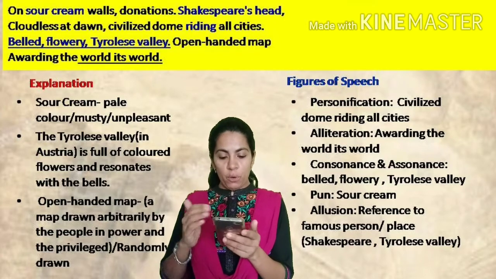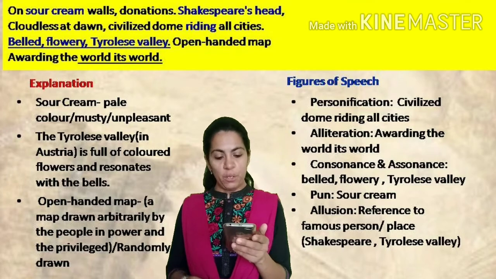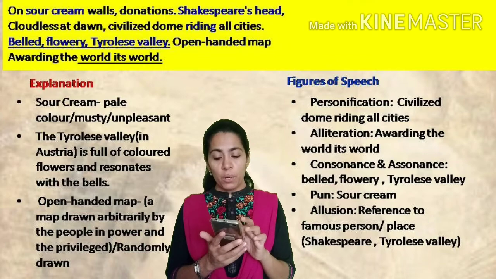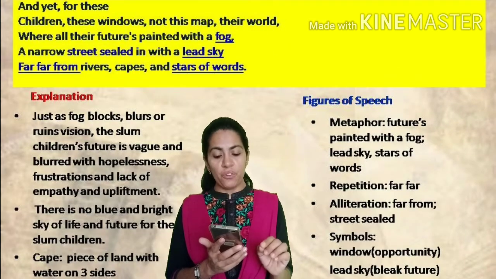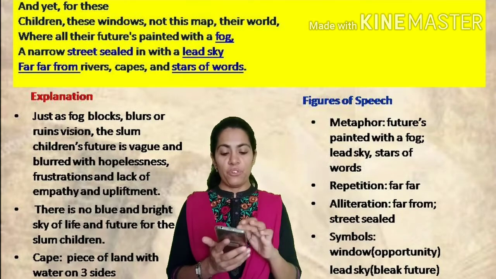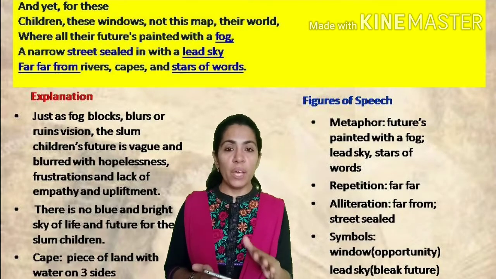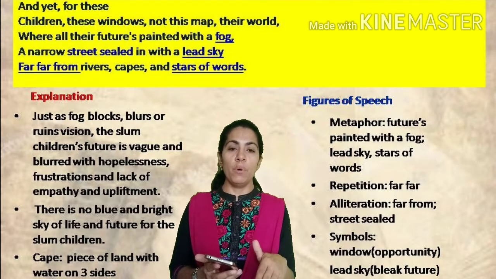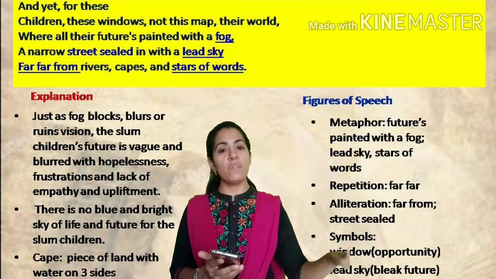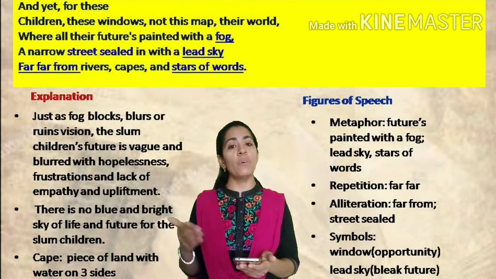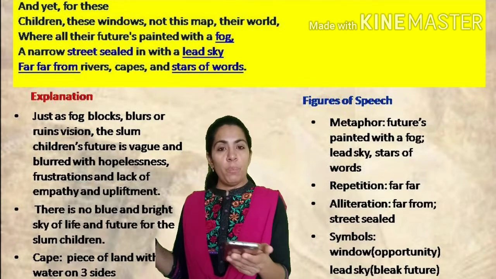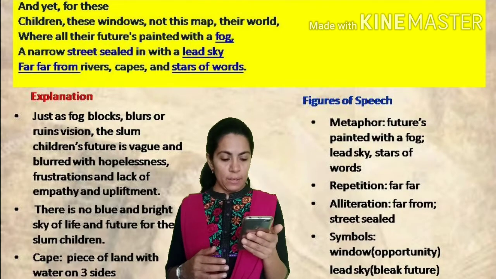And we have already discussed all the figures of speech which have been used in this particular section of this stanza. Now moving on. And yet for these children, these windows, not this map, their world. Now see the things which are displayed on the walls. Do they have any connection or relevance to these children's lives? Can they ever read the verses of Shakespeare? Can they ever visit beautiful places like Tyrol Valley?